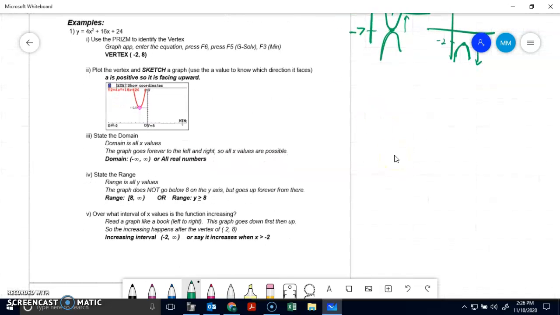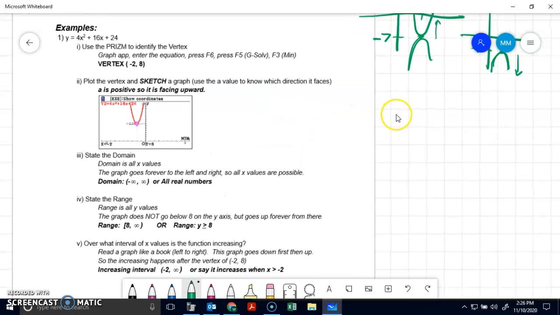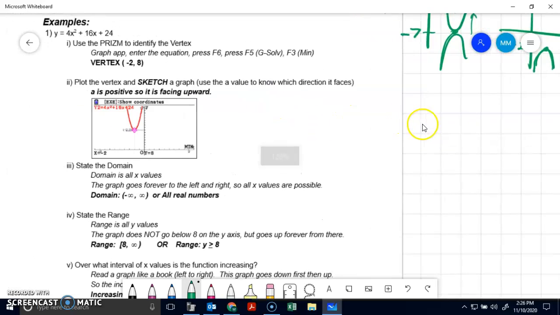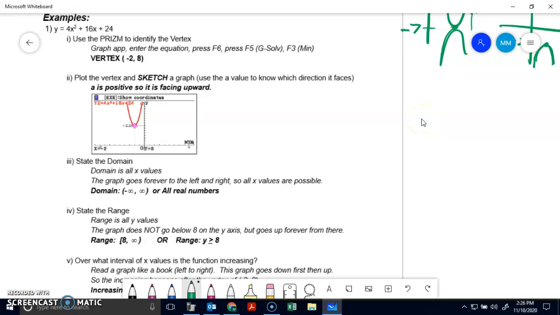So number one, we are going to start by just getting a sketch. The first thing I'm going to ask you to do is identify the vertex. Now we know how to find the vertex on the calculator, and I'm okay with you doing that. You could also, and again, this could be bonus, find the vertex by, didn't take my 4 out, using completing the square. And if you can find it by using completing the square, that's great.